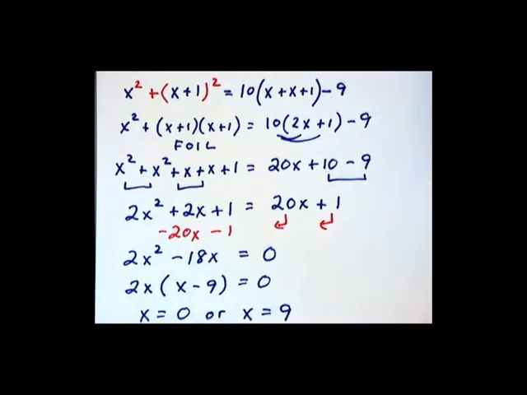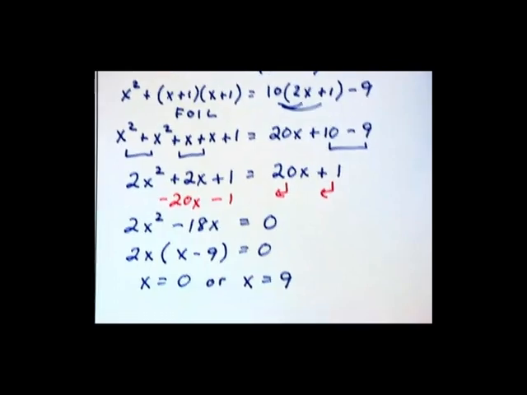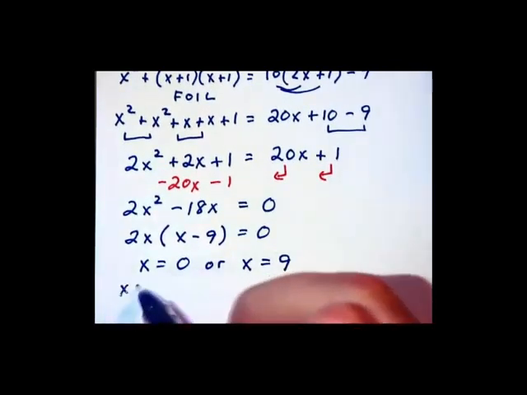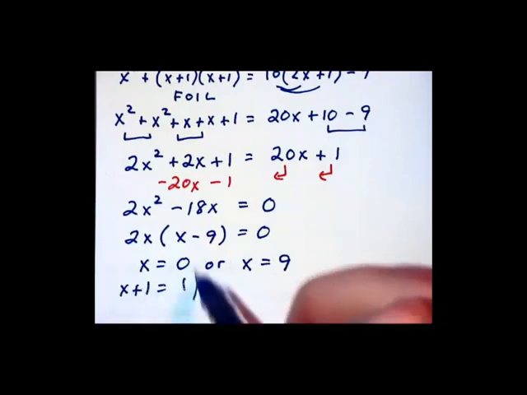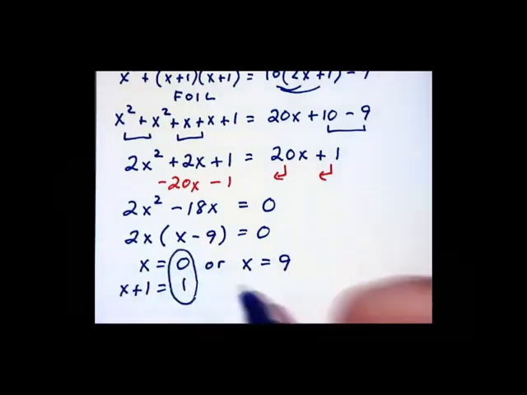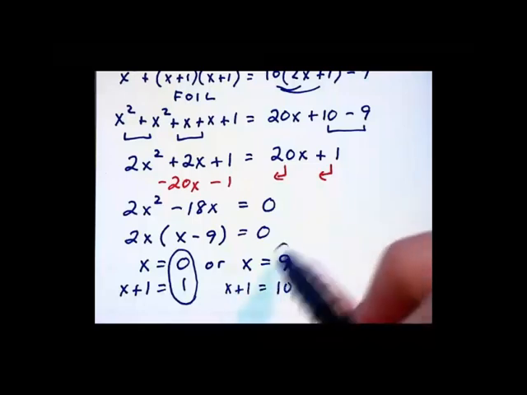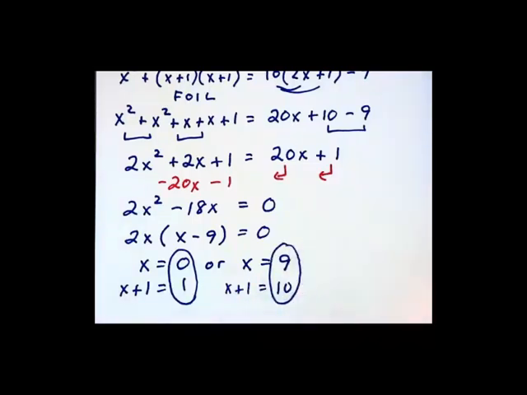Those are not the solutions. We're looking for consecutive integers, so we're going to have an x plus 1 giving us 0 and 1 as our first solution set, and another x plus 1 giving us 9 and 10 as our second solution set. Now, I think it's worth our time checking our answer.